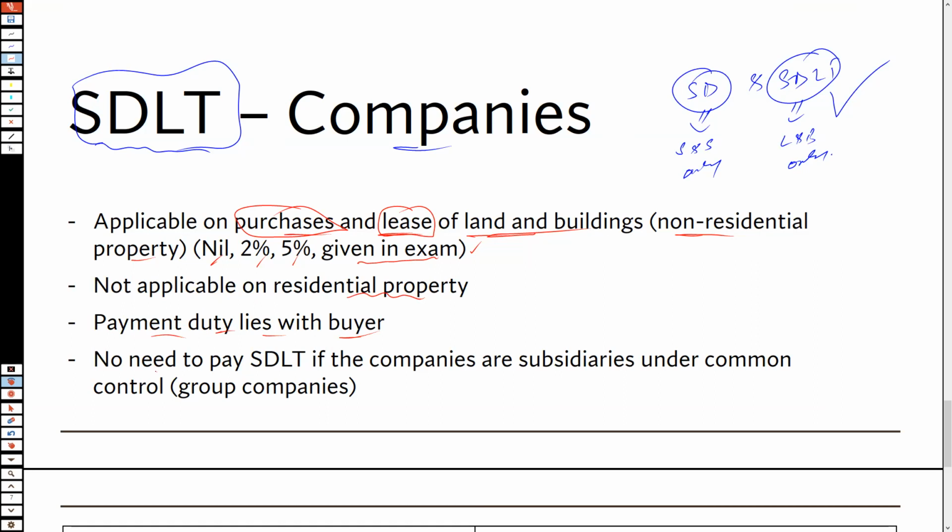The last point, no need to pay stamp duty land tax if the companies are subsidiaries under common control. Meaning if the transaction is between group companies, in that case you are not required to pay stamp duty land tax. Let's say again I'm taking the example of three companies, A, B, and C. If a building is sold from company A to company B, but these companies are subsidiaries under common control, then although company B is the purchaser, it will not be paying any stamp duty land tax, due to this group structure.